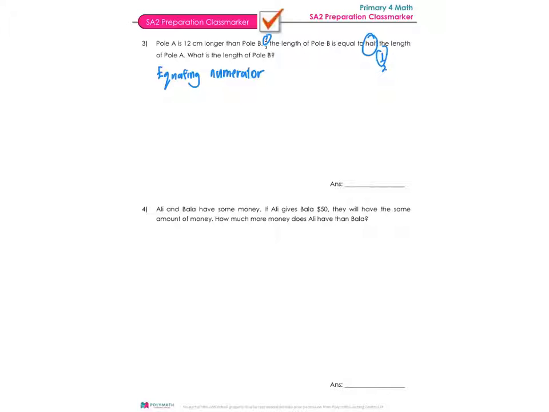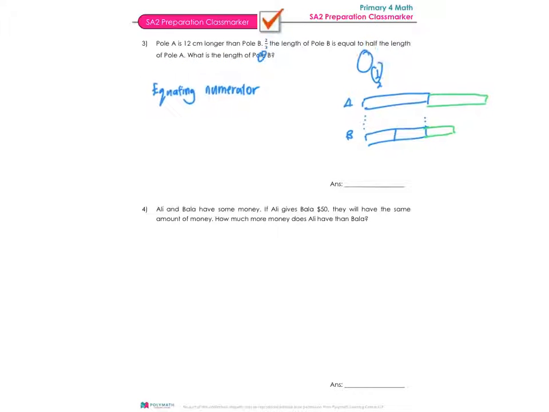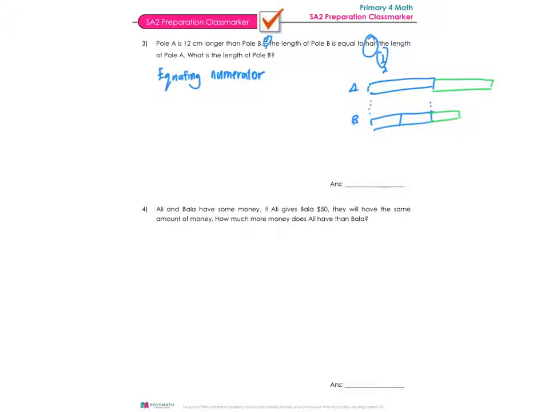If you are not familiar with equating numerator, I can show you the model first. Pole A is 12 cm longer, and 2/3 the length of pole B. So I'm going to draw pole B 2/3, which is 2 units, because that's a portion in alignment with half of pole A. Then I will use green to draw the other half for A, and the other 1 unit from B. As you can see, this 1 unit is actually equal to these 2 units. We can cut this into 2 units, and likewise cut this into 2 units.